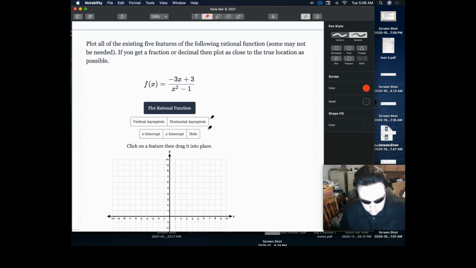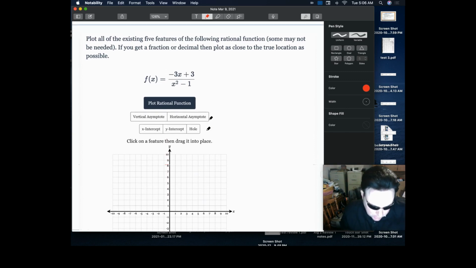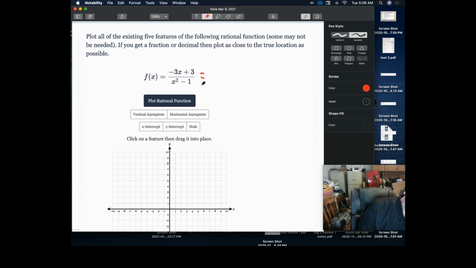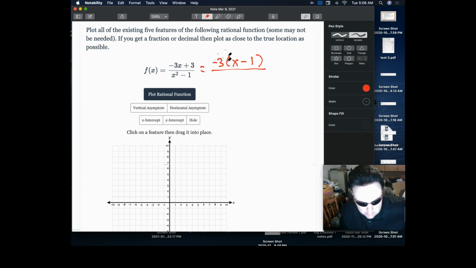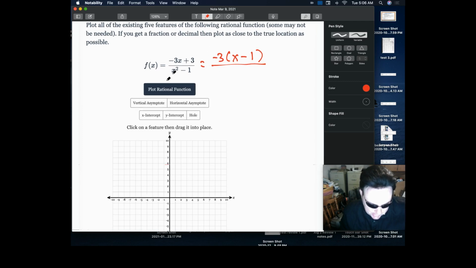All right, next one. So plot all of the existing 5 features. Okay, so more of the same. So again, here you always want to factor out. This one's really interesting, so be careful, because if I factor out a -3, I get x minus 1. I would encourage you, I know we're all pretty good at doing this, but you never know, distribute back in to make sure that you do get the value there. I know that we all know how to factor, but it's still nevertheless pretty useful to distribute back in just to make sure you don't make a silly mistake. The bottom is a difference of squares, so (x plus 1)(x minus 1).